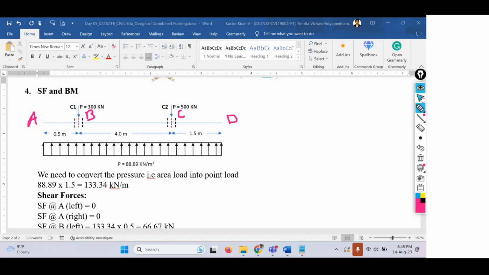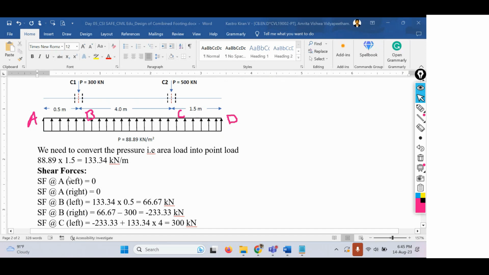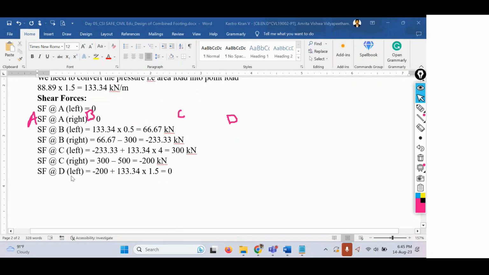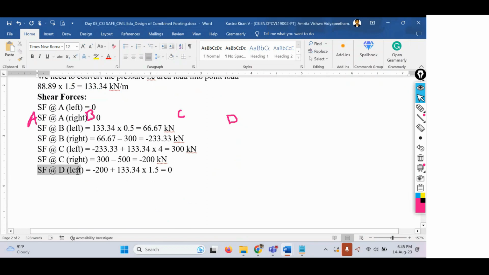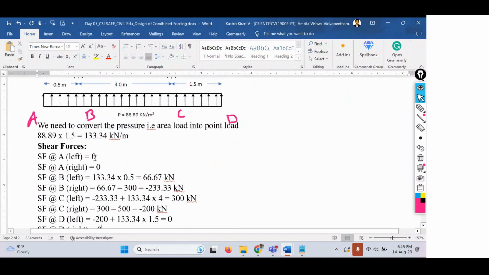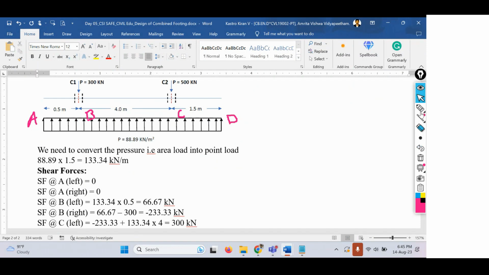So here you can see the shear force at A is 0, both along the left side and right side. Now here you may ask, what is the shear force value at D along the right side? On the right side, obviously there are no loads. So the shear force at D along the right side will be 0 only. So there won't be any problem, right? So the shear force at A is 0 and at B is also 0. So the point starts here like this.